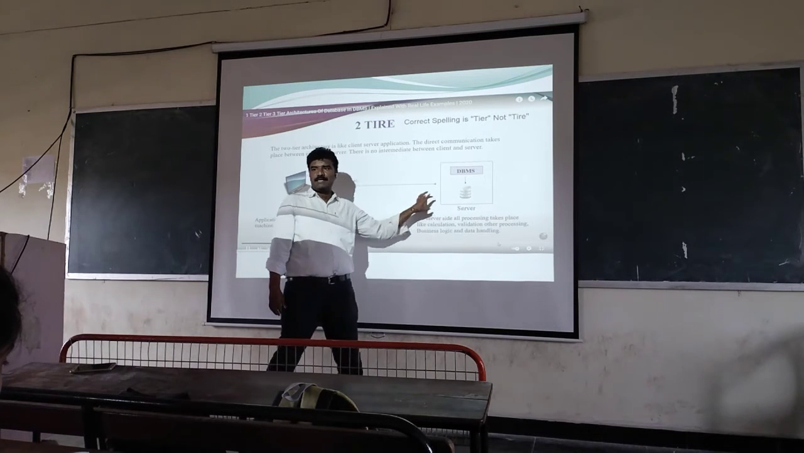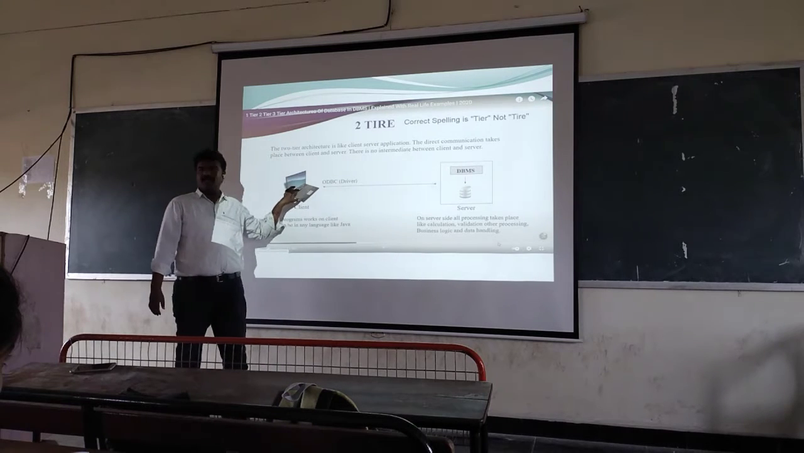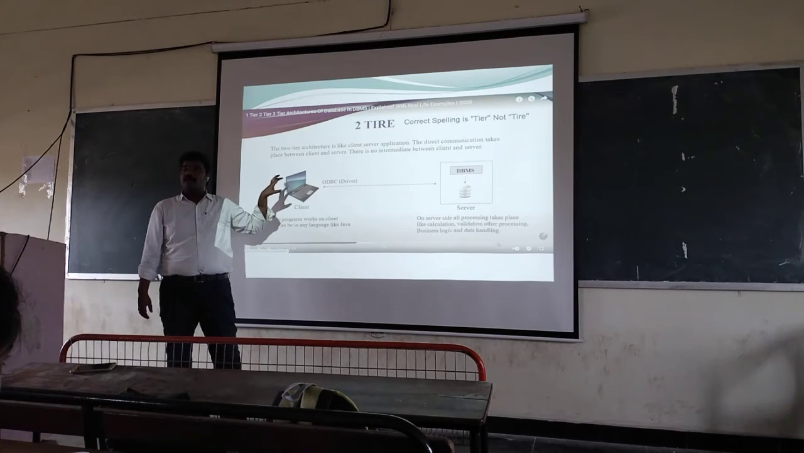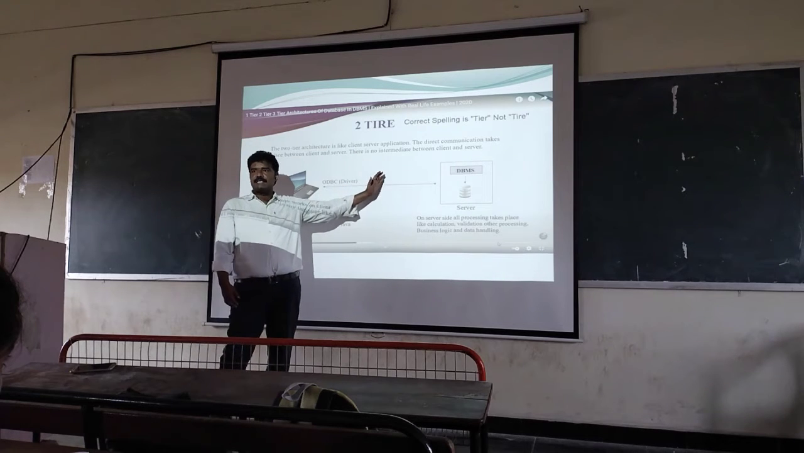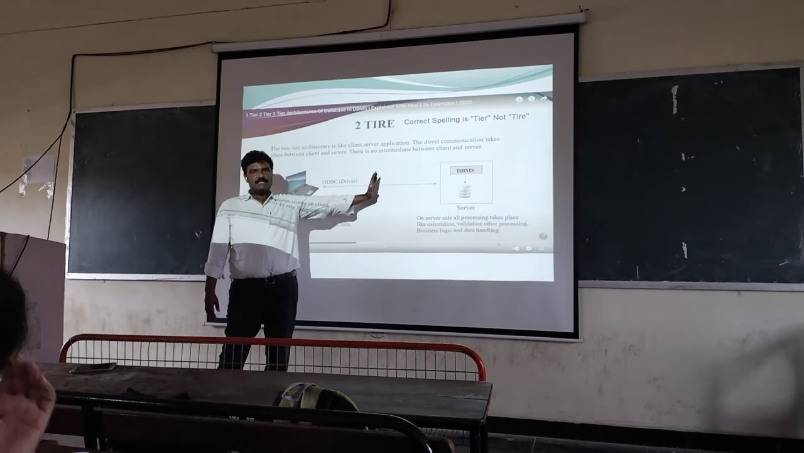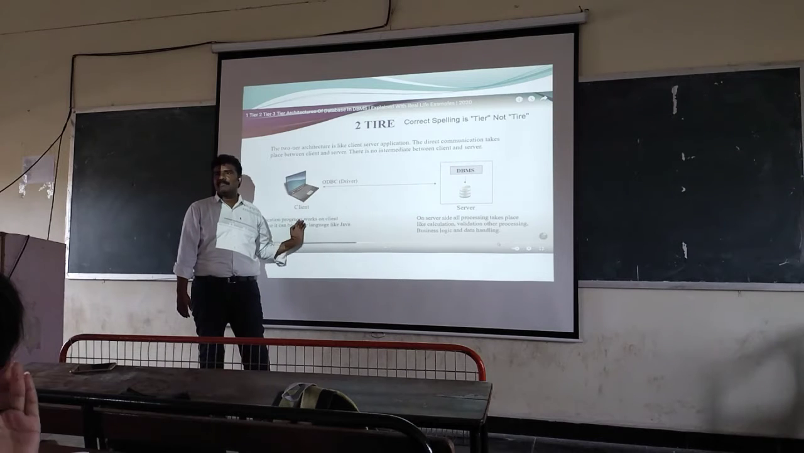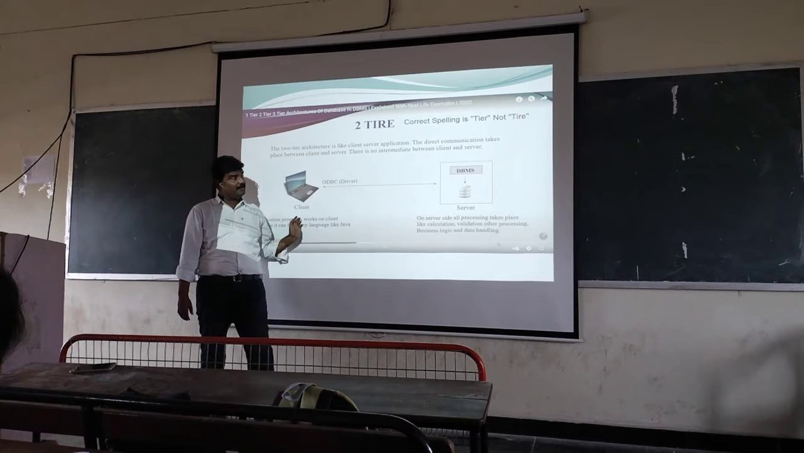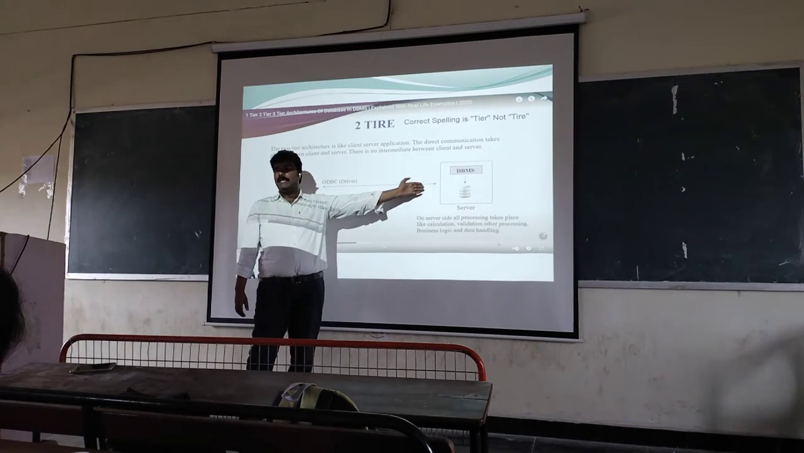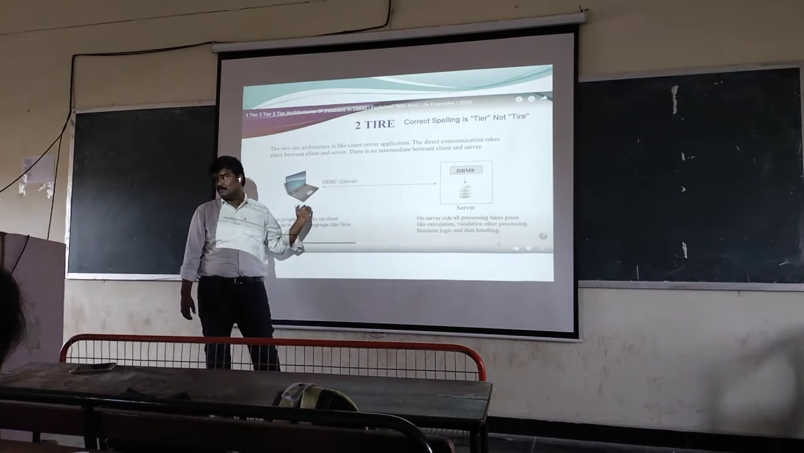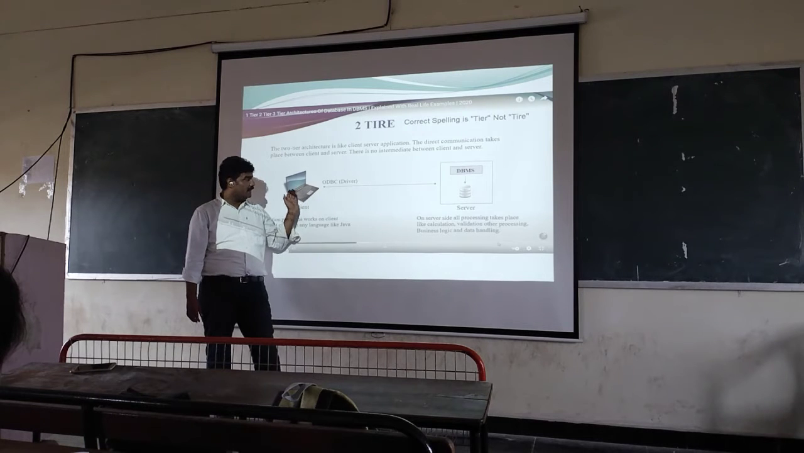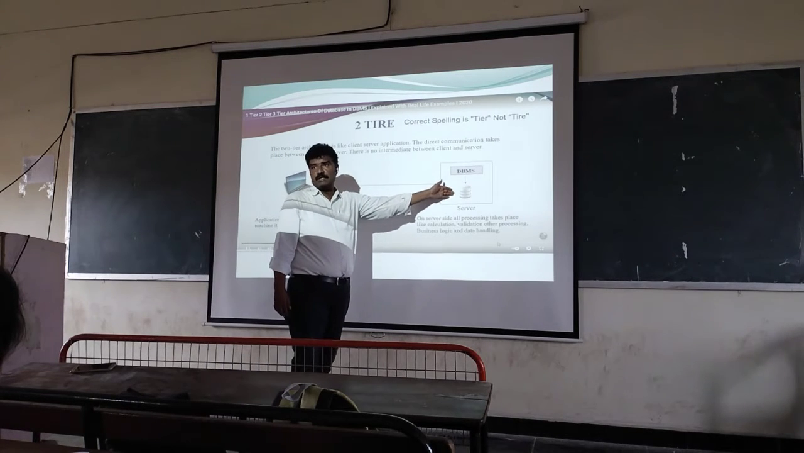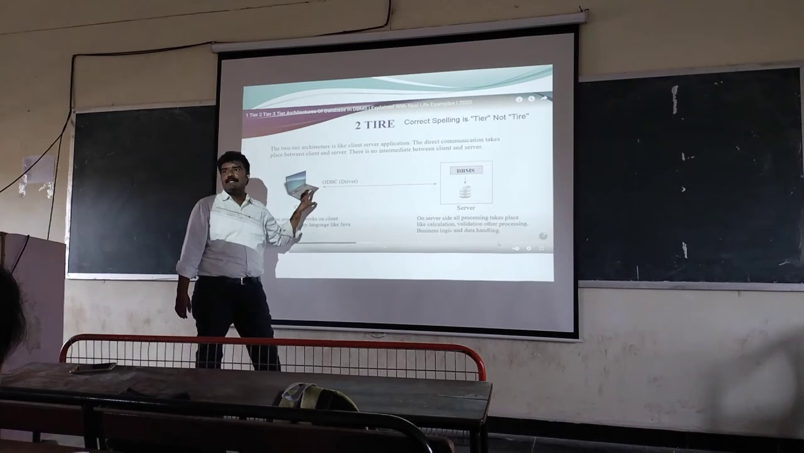Am I clear? Now, what is the advantage of the two-tier application over the one-tier? In two-tier, the server is separate. That means there can be n number of clients. More than one client can connect to the server and access the data. Am I clear? The client here can be more than one in two-tier, and it can connect directly to the server and get the information.